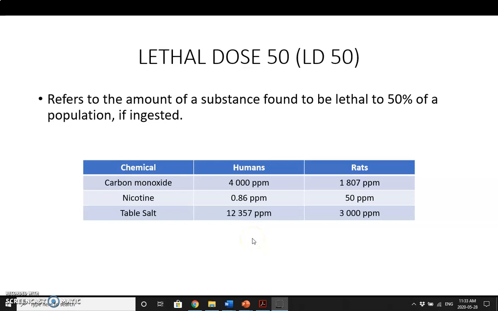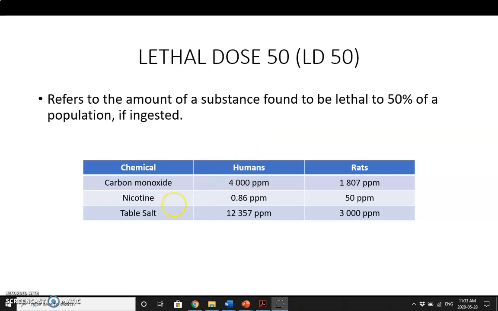Hey guys, so now that we've talked about parts per million and calculating concentrations in those units, we can now talk about this concept called lethal dose 50 or just LD50. The definition for this really is, as you see here on the slide, the amount of a substance that you can administer to a particular population that would be lethal to half or 50% of that population if they ingested that dosage.